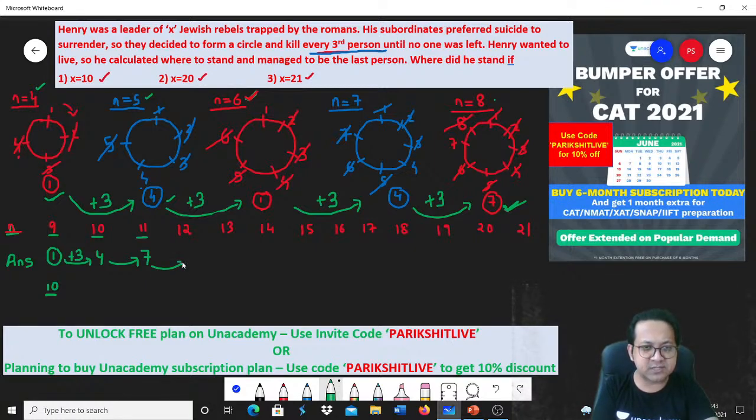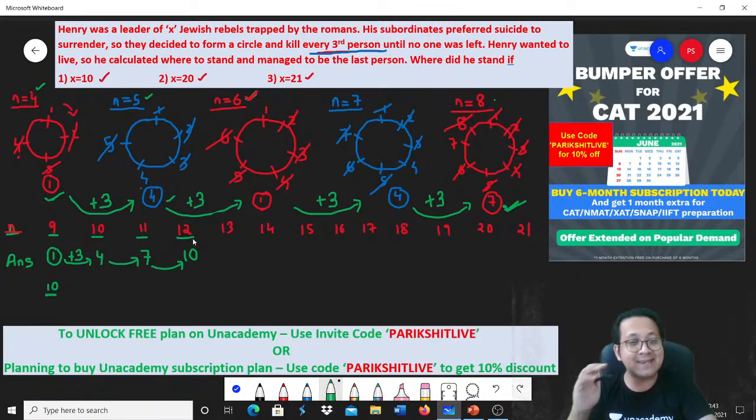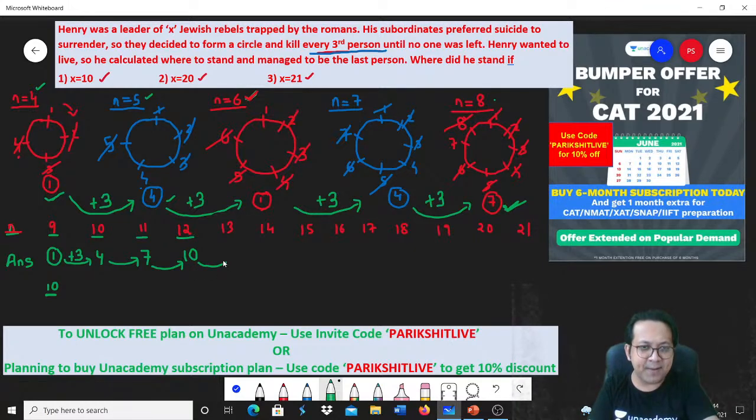Next, again plus 3. 10. Can 10 be your answer? Definitely. Why? Because there are 12 people. So definitely 10 can be your answer. Person number 10 exists. Next, again plus 3. 10 plus 3, 13. Remember, if there are a total of 13 people, 13 can be your answer because person number 13 exists. Next, plus 3, 16.